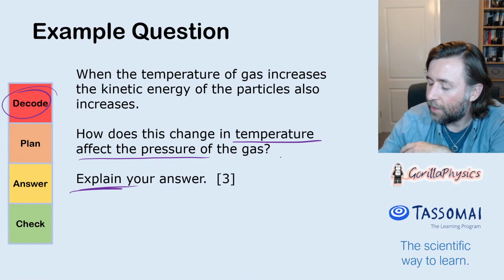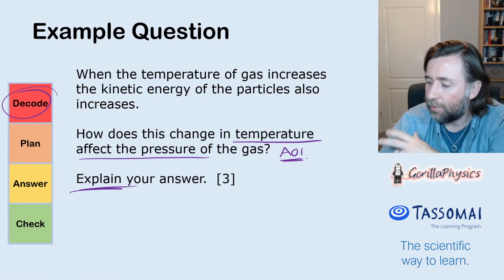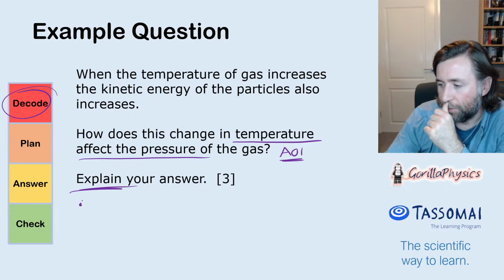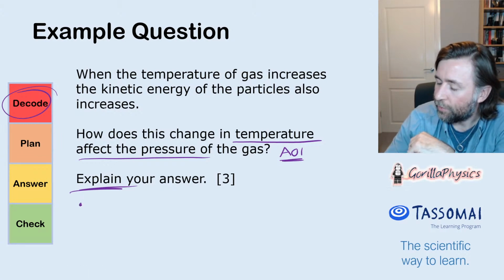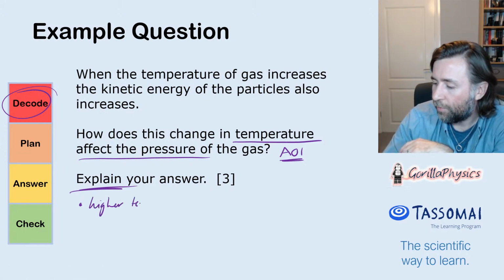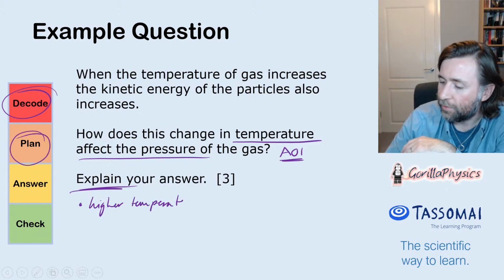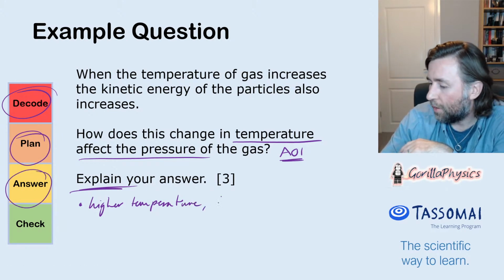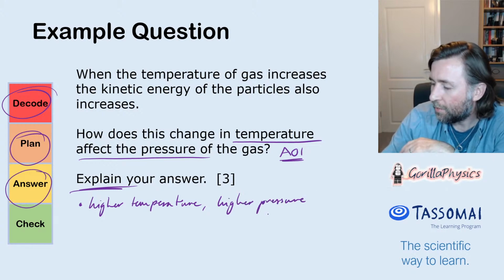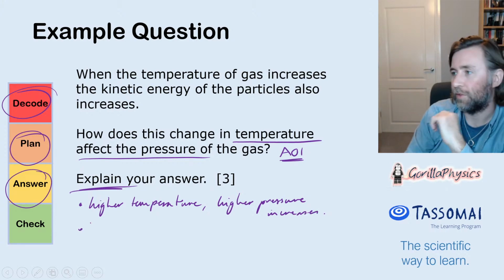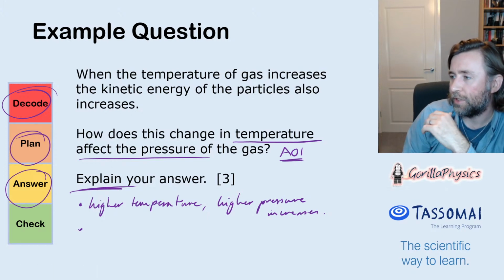First of all, there's a 1 mark, and this is just an AO1, a bit of recall. How does temperature affect pressure? So it's told you that the kinetic energy is increased, the temperature increases, so higher temperature. I've kind of skipped ahead, haven't I? We planned it when we looked at what the different marks might be. Now we're on the answer things. Higher temperature, higher pressure. You could have just written pressure increases here. That would have been good enough. Okay, because they've told you the temperature has increased. How did that change affect the pressure?